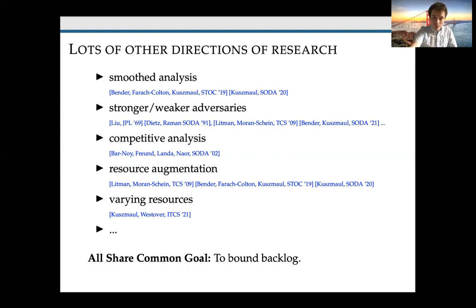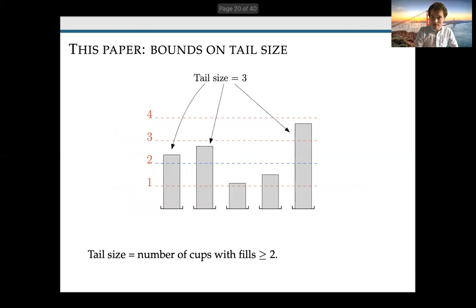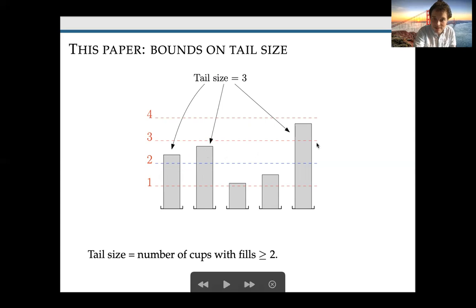And that brings me to the focus of this talk. In particular, the question we're interested in today is whether we can get an even stronger guarantee. In addition to bounding backlog, maybe we can also get a really good bound on a quantity that we're going to call the tail size. The tail size is a kind of interesting quantity. The way we're going to define it in this talk is that it just counts the number of cups that contain 2 or more units of water. So here, for example, the tail size is 3.